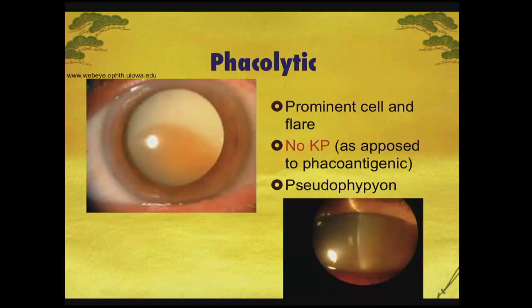There's prominent cell and flare in phacolytic glaucoma, but no KP. So this is a way to distinguish this from the phacoantigenic type. There's no keratotic precipitates. You can see a pseudohypopyon, though.